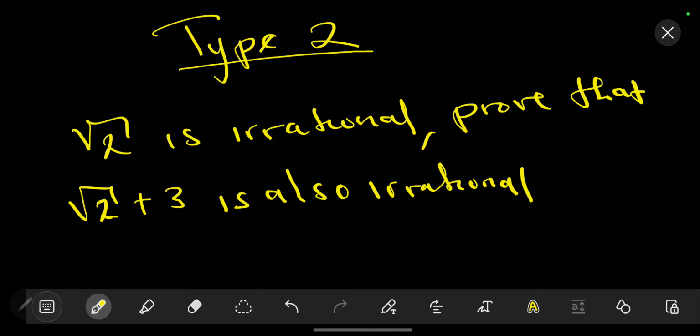So here today we are going to be proving whether or not this is an irrational number. So we have the square root of 2 is irrational, so this is type 2. We have already done type 1. Prove that the square root of 2 plus 3 is also irrational. So how do you prove this one?